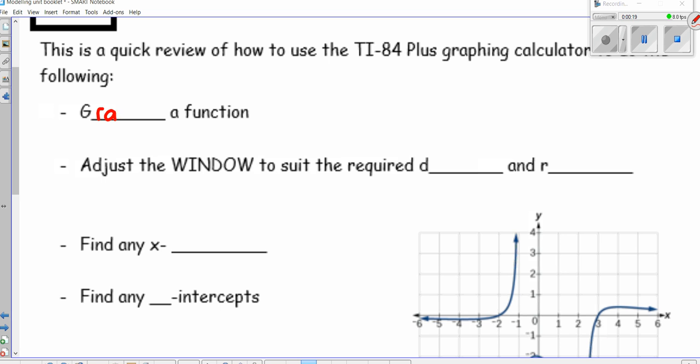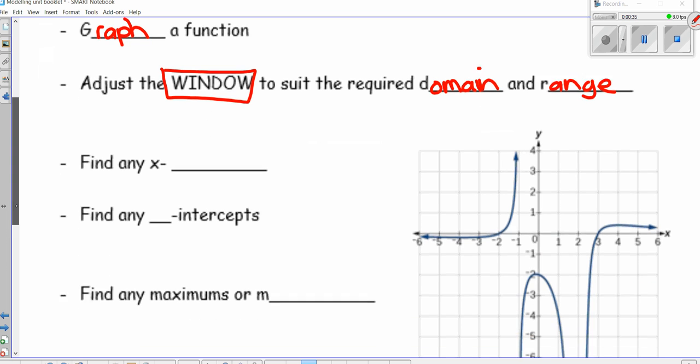So graph a function. Adjust the window. Window is like a button. Fix the required domain and range. Yeah, that's right, domain and range. So you'll probably notice that in a lot of questions they specify what domain and range. So you've got to make sure your graph doesn't go outside of that specified domain or range.